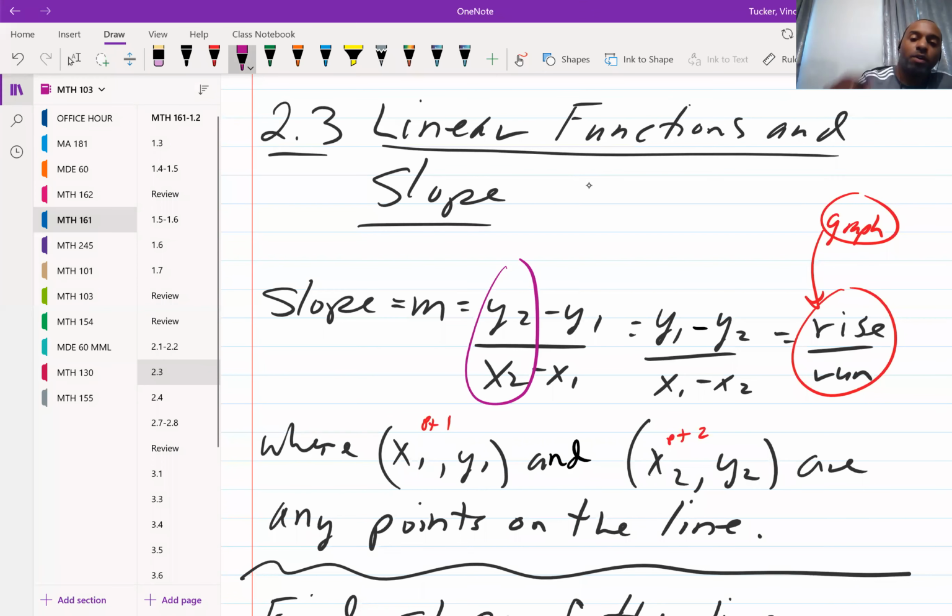If you're going to use y2 first up top, make sure you use x2 first down bottom, or if you use y1 first up top, make sure you use x1 first down bottom. And then we have rise over run, which we'll use when we actually graph using our slopes. So x1, y1, x2, y2 represent point 1 and point 2, and they just represent any 2 points on the line. Your slope is exactly what it sounds like: the slope of a mountain, slope of a ramp, or a roof. It's just the incline, a numerical value for the incline or the steepness of your slant.